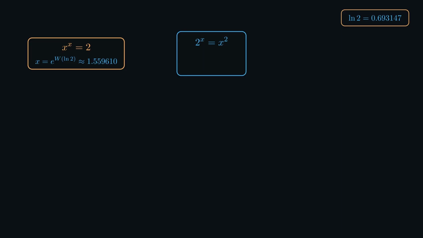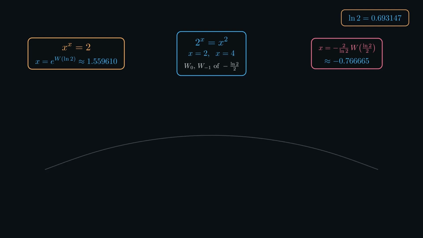3 real solutions. 2 of them exact and whole. x equals 2 and x equals 4, unmasked as the two branches, W0 and W minus 1, of negative natural log of 2 over 2. And one of them irrational and shy, hiding on the negative axis. x equals negative 2 over natural log of 2, times W of natural log of 2 over 2. By hand, negative 0.766665.